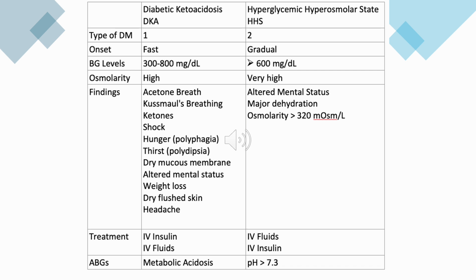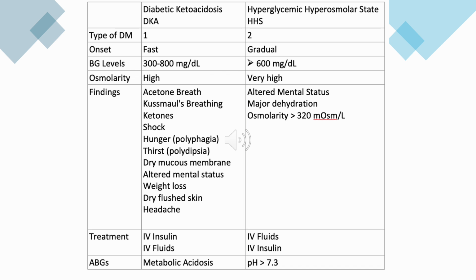The findings of diabetic ketoacidosis include the acetone breath, okay, and Kussmaul's breathing, ketones. So again, the body is breaking down fatty acids to nourish itself. They could have shock. So that means they could have tachycardia, tachypnea, and then finally their blood pressure will be low. They'll have extreme hunger, polyphagia, and thirst, polydipsia.